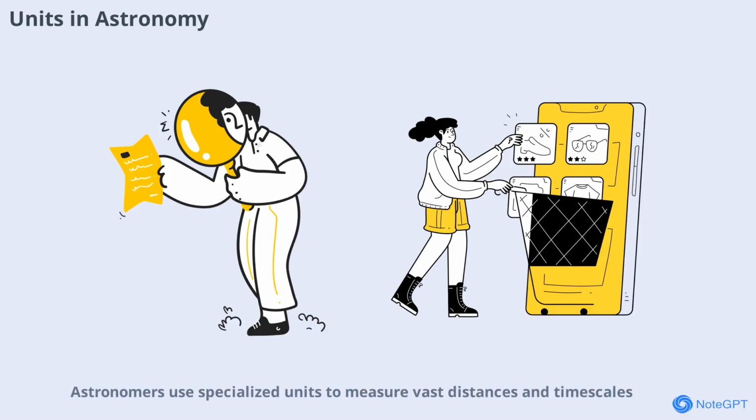Astronomers use specialized units to measure vast distances and timescales. Light years, parsecs, and astronomical units help describe the immense scale of the universe. Understanding these units allows scientists to communicate discoveries and explore the cosmos effectively.